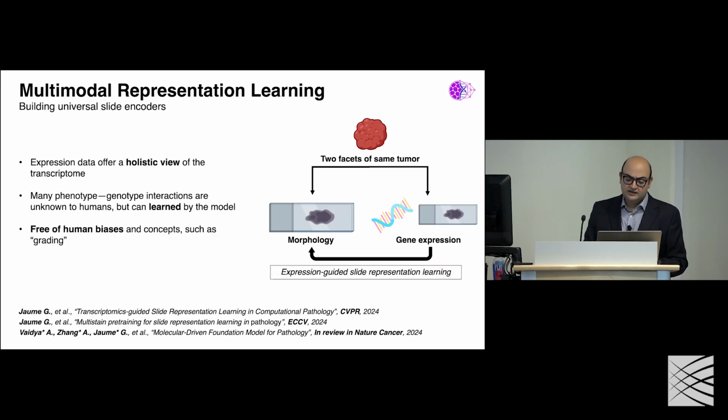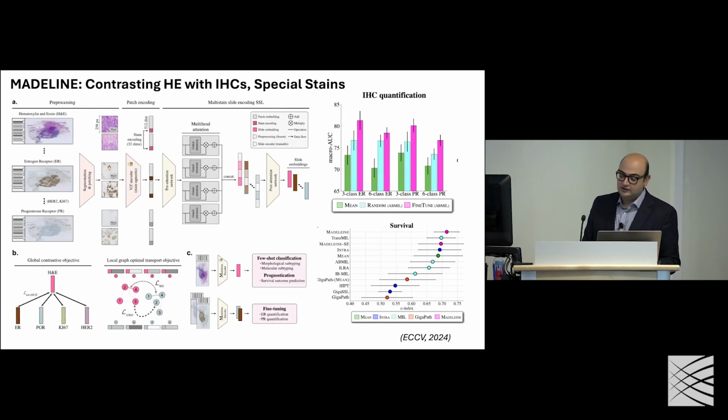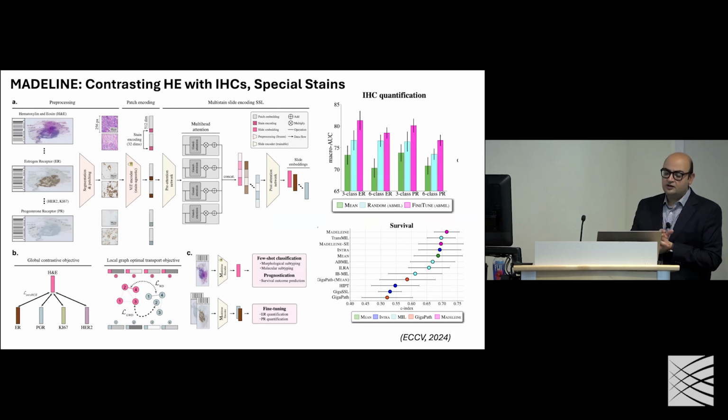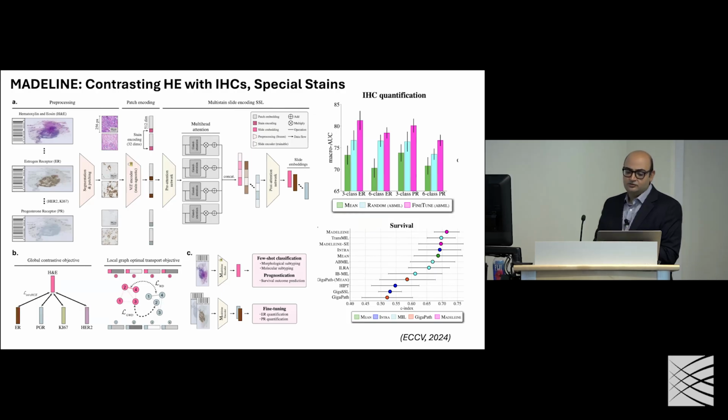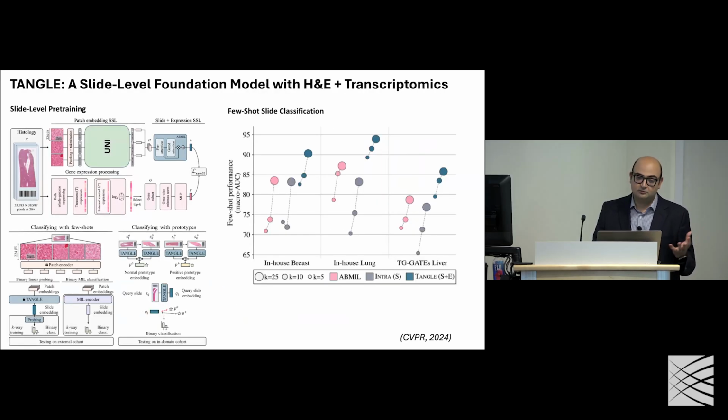So we tried to test this hypothesis in a number of different studies. This is from ICCV last year, where we contrast H&E images with IHC images and special stains. And by contrasting with IHC images and special stains, we effectively show that you can improve image representation both for the H&E and for the IHC, and we applied it to a number of different downstream tasks. So if we can contrast with the immunohistochemistry, we can also contrast with molecular data, right?